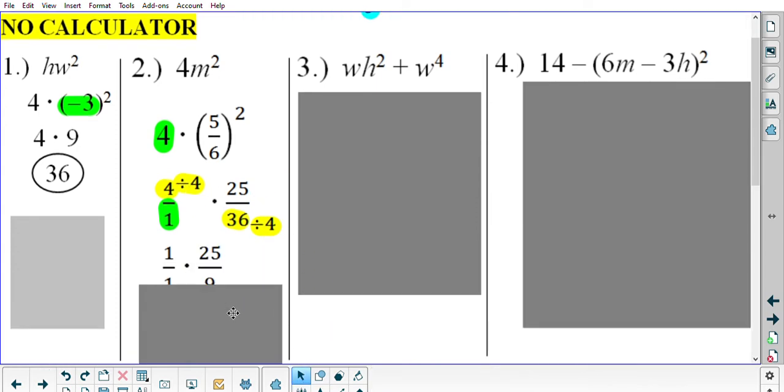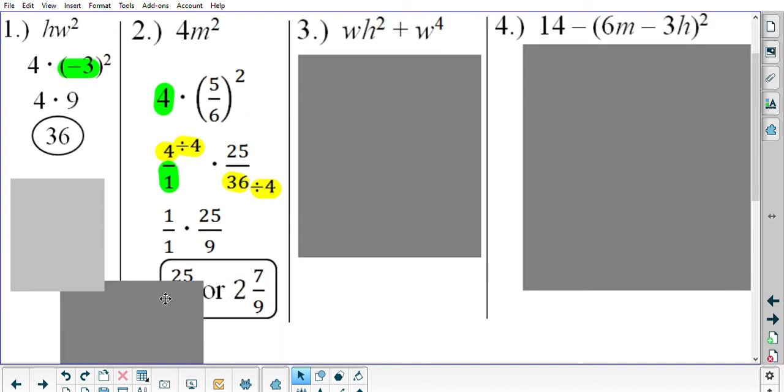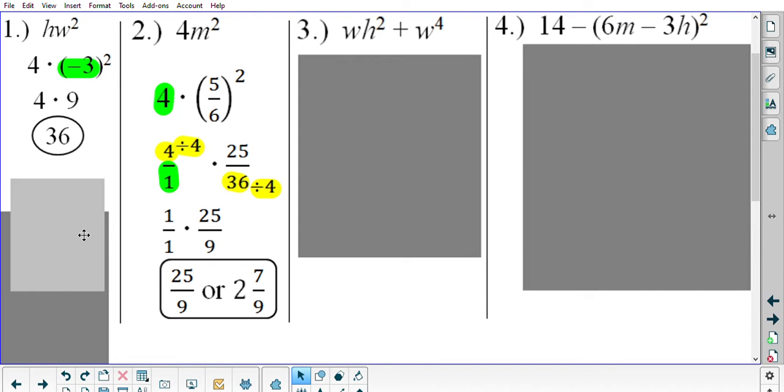If I reduce diagonally, I would get 1 and 9. 4 divided by 4 is 1. 36 divided by 4 is 9. And then this is really simple multiplication. This would give you 25/9, which as a mixed number is 2 and 7/9. If you did not reduce first, then you would get 100 over 36. Now, you could still reduce from there. You could still reduce the numerator of 100 and the denominator of 36, both by 4, or both by 2, and then both by 2 again, and you should still be able to get the same answer that I got here on problem number 2.